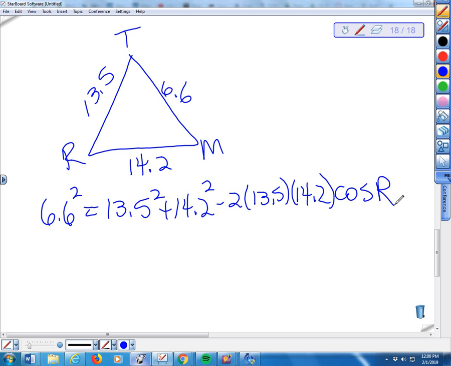So remember, I can't just add and subtract and multiply all of these numbers together. I have to do these first, subtract it from this, and then divide it by this. Okay, so I'm just going to take 6.6 squared, subtract 13.5 squared and 14.2 squared, and I get a number, negative 340.33.